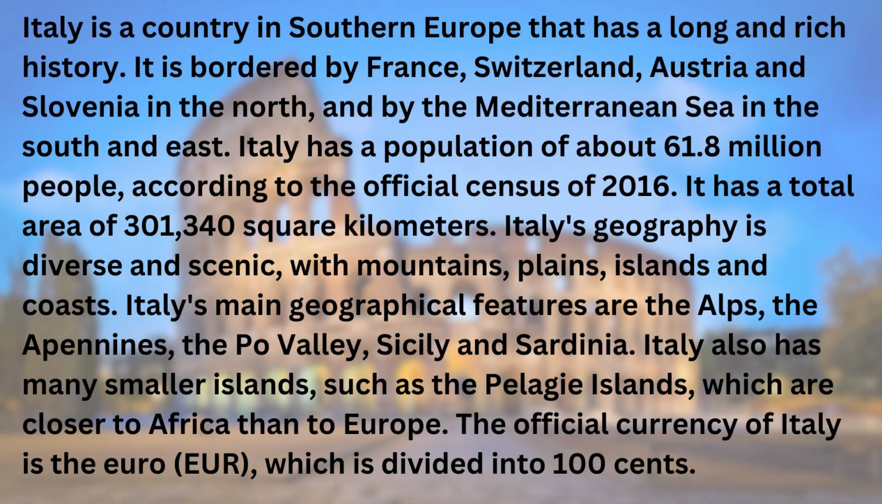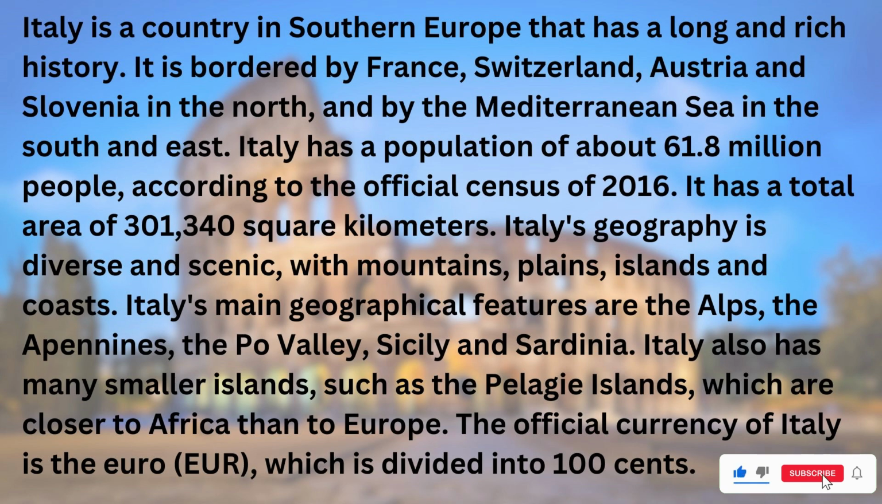Italy is a country in southern Europe that has a long and rich history. It is bordered by France, Switzerland, Austria and Slovenia in the north, and by the Mediterranean Sea in the south and east. Italy has a population of about 61.8 million people, according to the official census of 2016.